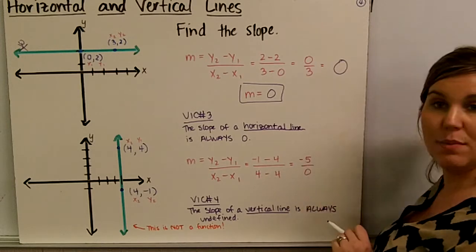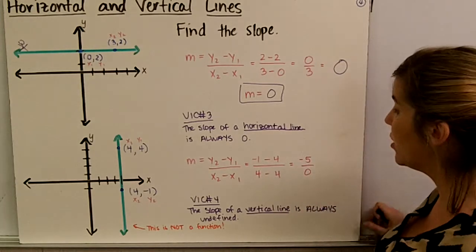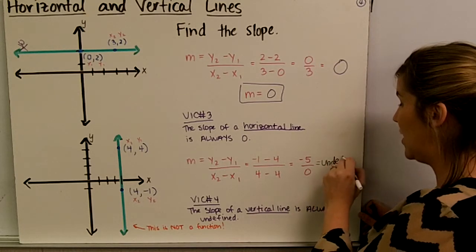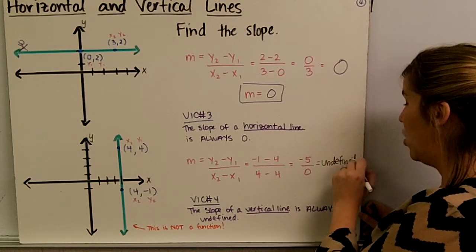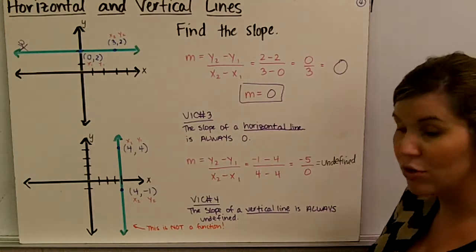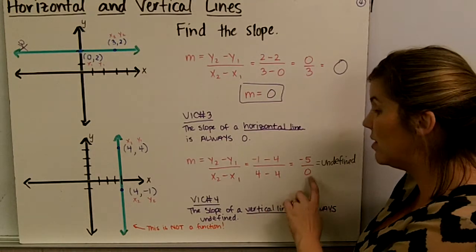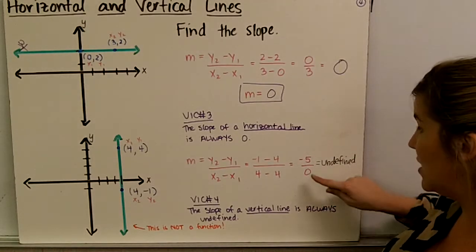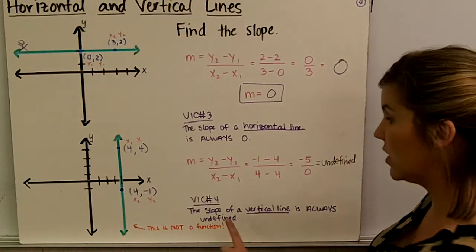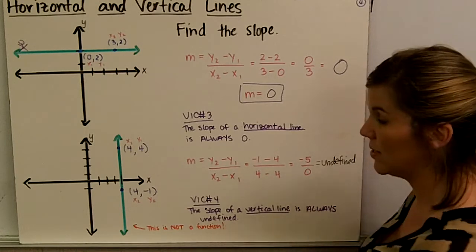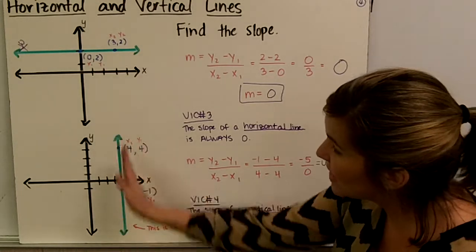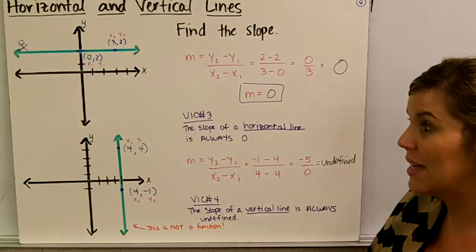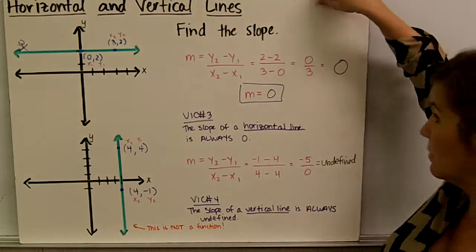So negative 5 divided by 0. If you try to type this in your calculator, it's going to tell you undefined, because we cannot divide by 0. Remember at the beginning, the slope formula, I told you, if you subtract from the bottom and you get 0, that's not okay. So an undefined slope is when 0 is in the denominator. The slope of a vertical line is always undefined. And remember, this is not a function because it does not pass the vertical line test. It is a vertical line.